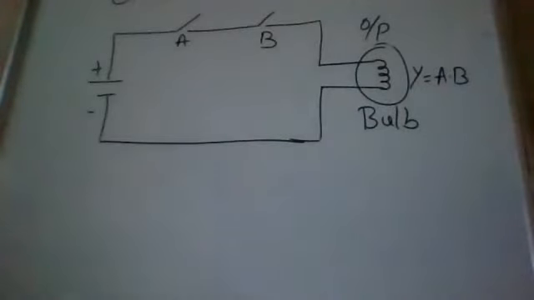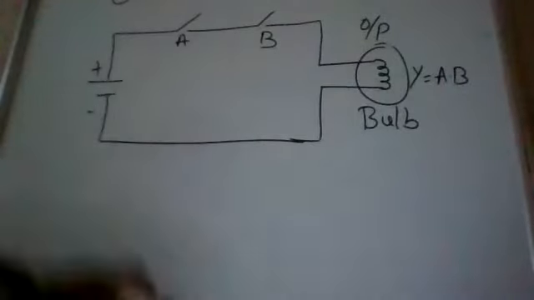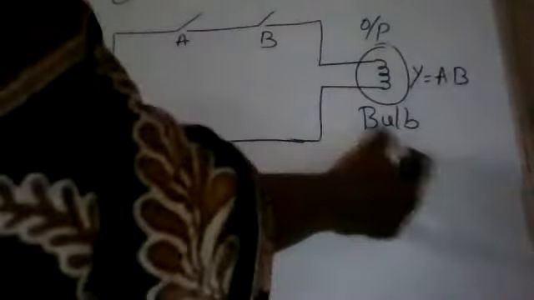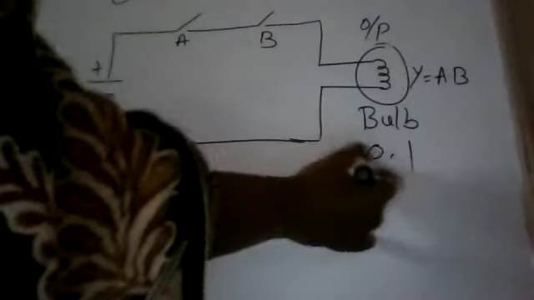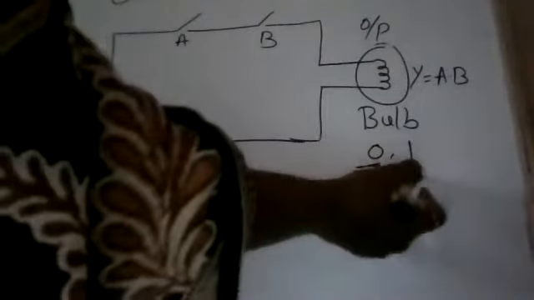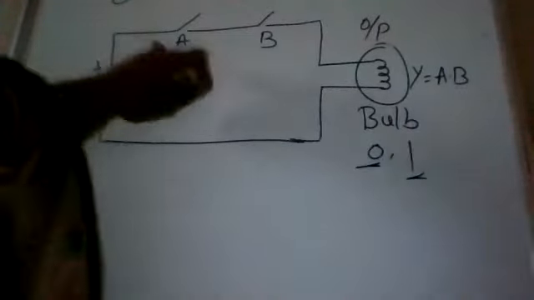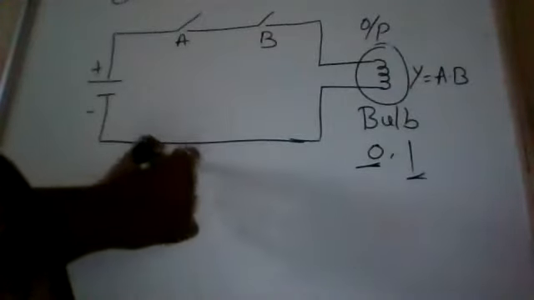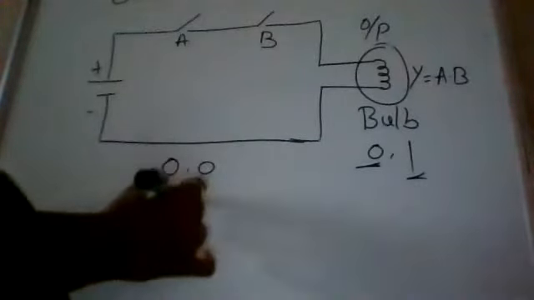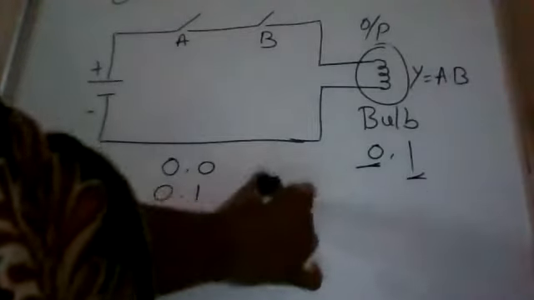From this diagram, here bulb is output. So bulb also depends on 0 comma 1 conditions. 0 means bulb is in off condition. 1 means bulb is in glow condition. Bulb will glow. Okay, so in AND gate, what are the conditions? 0 dot 0, 0 dot 1, 1 dot 0 and 1 dot 1.